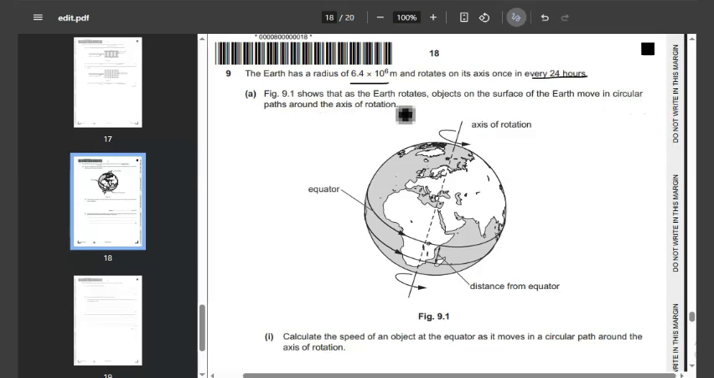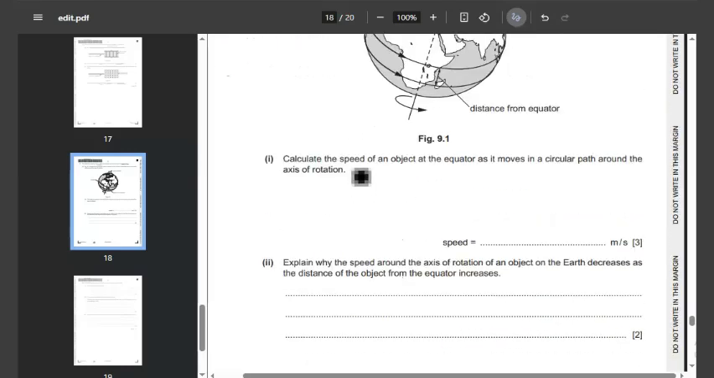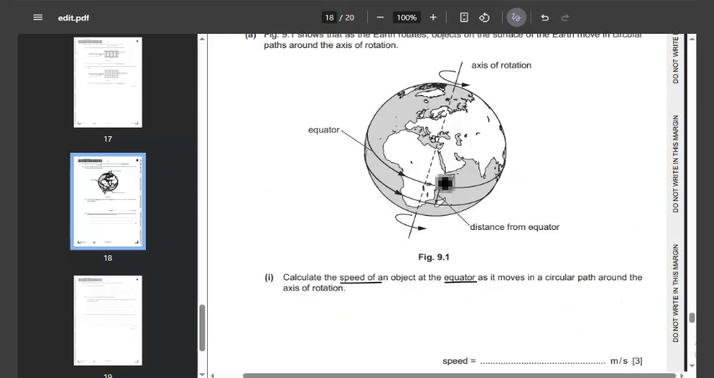So basically what they are saying is this is the axis of rotation of the Earth, and the Earth is spinning on this axis. And objects on the surface of the Earth are also moving in a circular path as the Earth is moving. Roman 1. Calculate the speed of an object at the equator as it moves in a circular path around the axis of rotation. So if an object is situated on the equator, we have to find the speed of the object as it moves in a circular path.